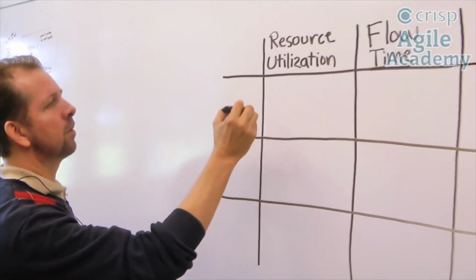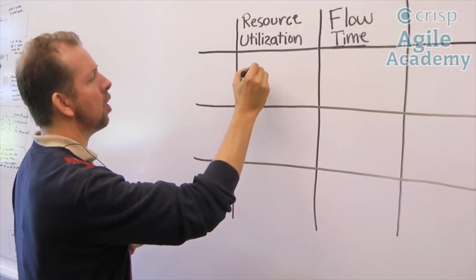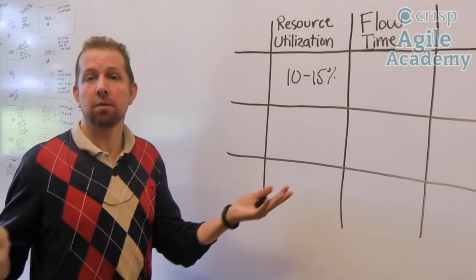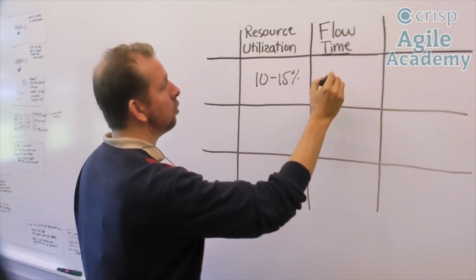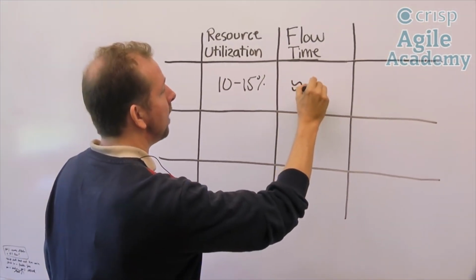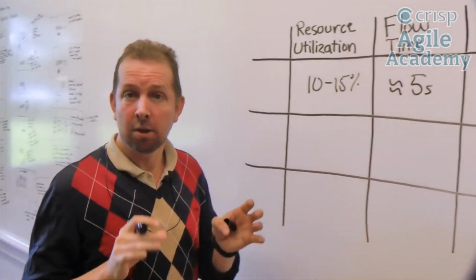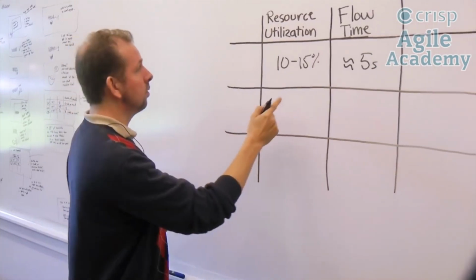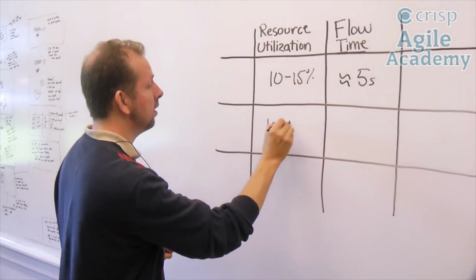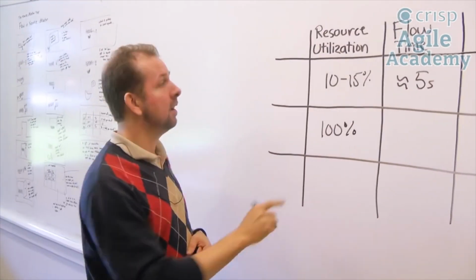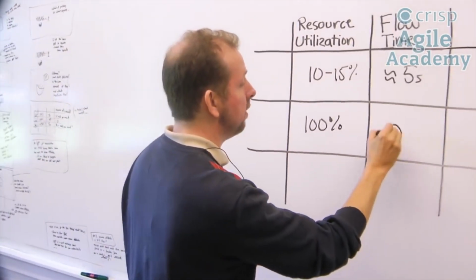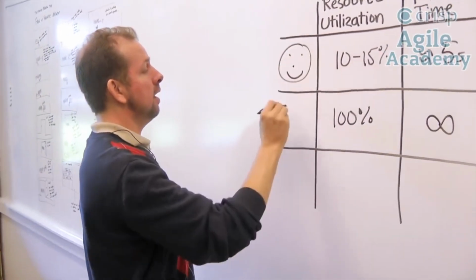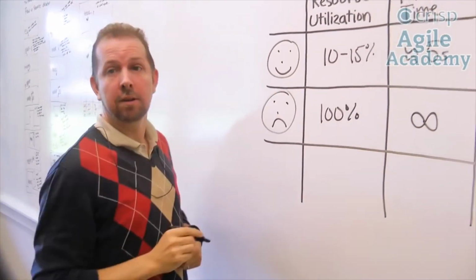In the first scenario, we had about maybe 10 to 15% resource utilization, right? Only 1 hand was at work out of the 8, something like that. And the flow time was somewhere in the order of about maybe 5 seconds, as in how long it took to actually deliver a ball, right? Second scenario, we had resource utilization 100%, maybe even more, right? And our flow time was, well, infinite. We never actually got anything done. So here we have a happy customer getting stuff delivered. Here we have angry customer getting nothing delivered.